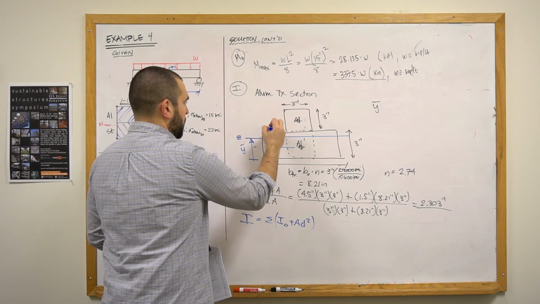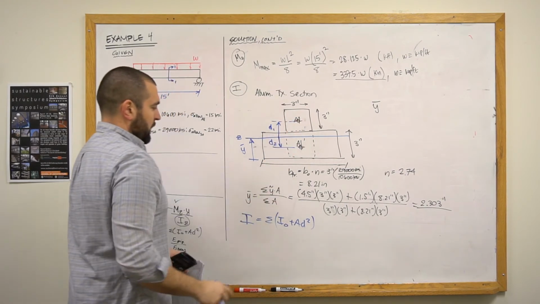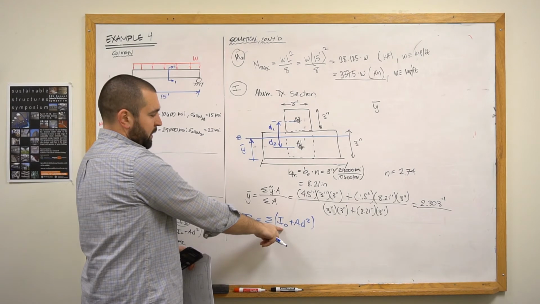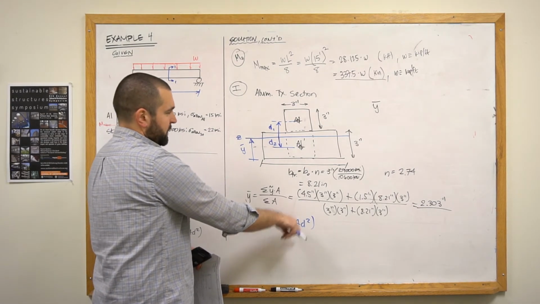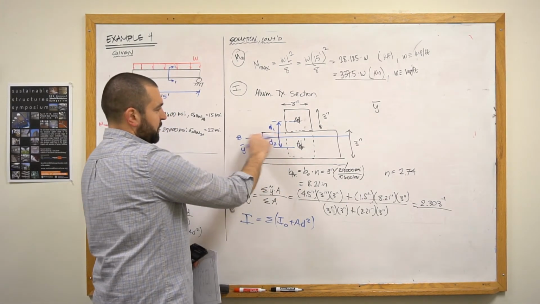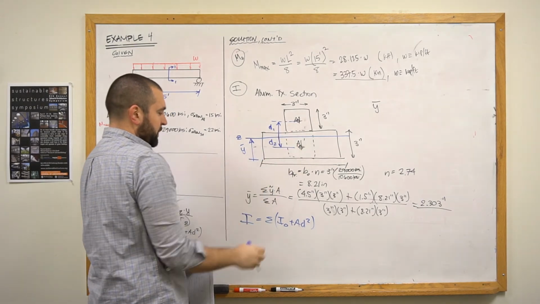This is for the top, I'll call that D1. I naught is just 1/12 base times height cubed. A is the area of each individual shape, then D is the distance from the neutral axis to the centroid of each of the shapes.